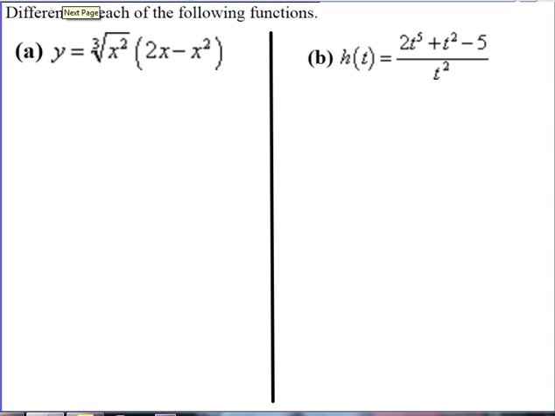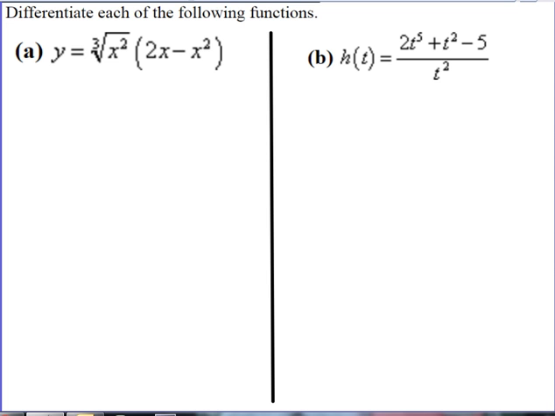Say I give you a function that looks like this. I have the cube root of x squared times the quantity 2x minus x squared. Okay? Students look at these and they freak out, because they look more difficult than they actually are. Guys, what is our friend up here doing? It's being multiplied.